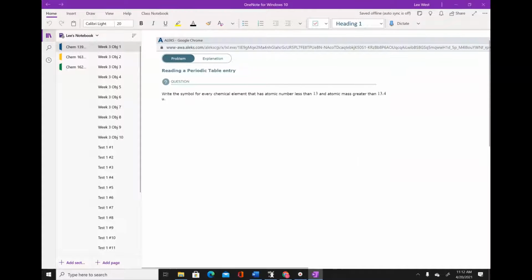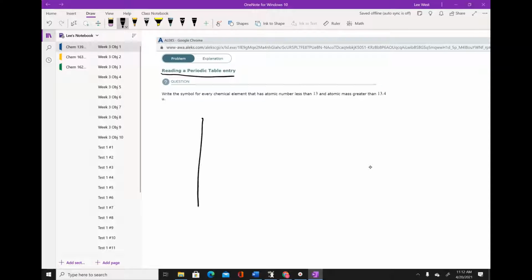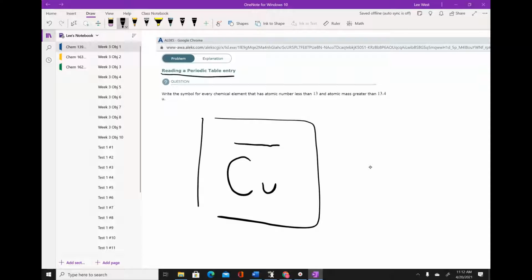Okay, so in this first Alex objective, you're focusing on reading a periodic table entry. And typically what will happen when you read a periodic table entry is you're looking at a couple of things. You normally will have the element's symbol. You'll have a whole number, which is what's referred to as the atomic number, and it's often given the symbol Z. And then you'll have the weighted average atomic mass, and if you're lucky, you may even have the element's name.